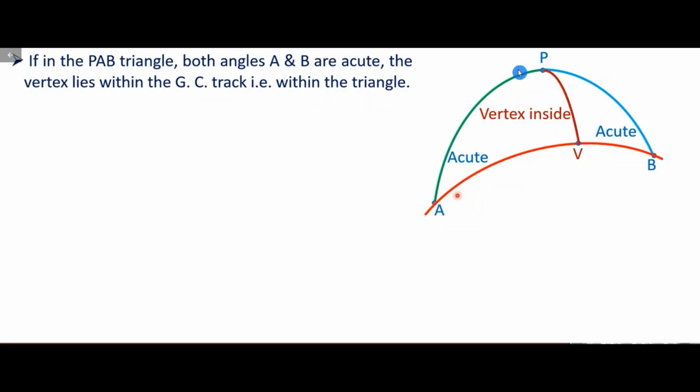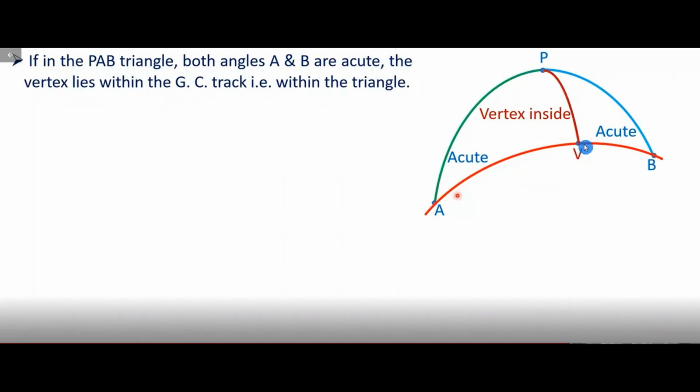So is it clear now, beta, in your mind? No doubt? Yes, sir. Very good. Now, beta, what is the direction of the great circle track on the vertex?